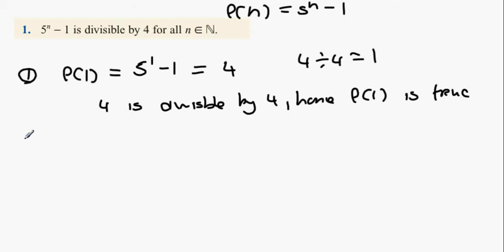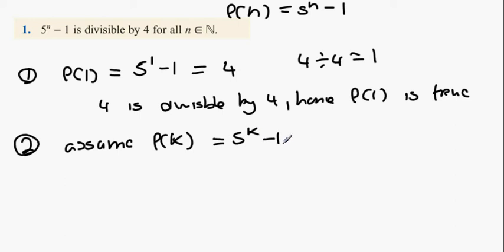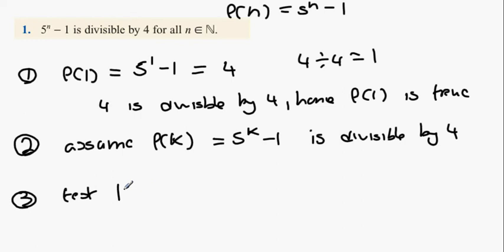Now step 2 is assume P of k is true, which equals 5 to the power of k minus 1, and assume it's divisible by 4. Then step 3 is to test P of k plus 1. Now P of k plus 1 equals 5 to the power of k plus 1 minus 1, and you want to see if this is divisible by 4.